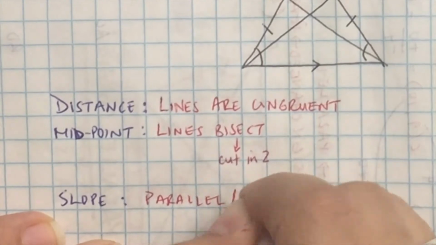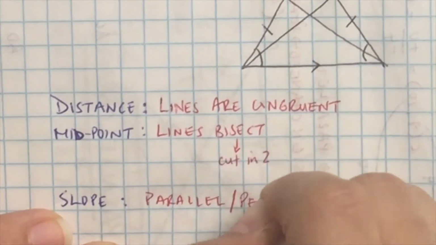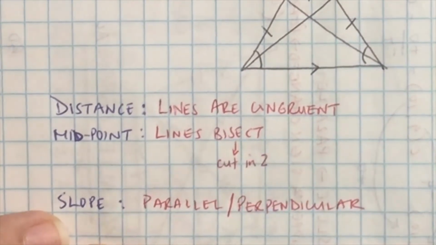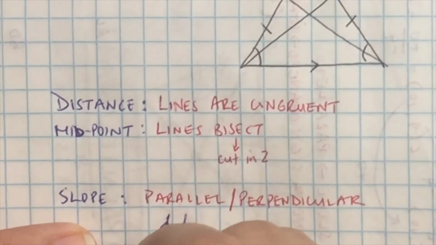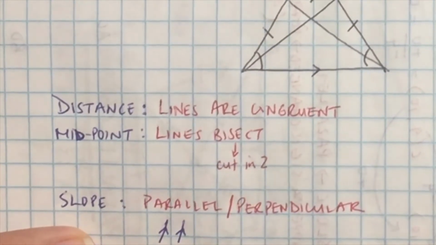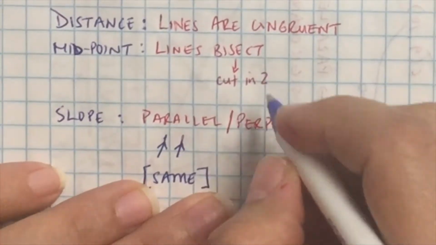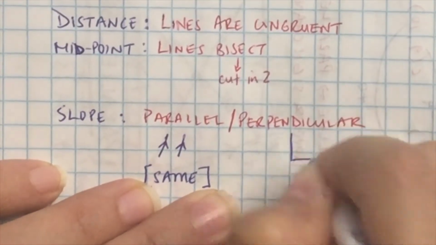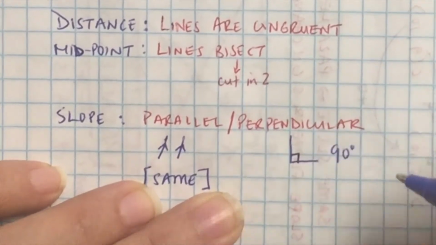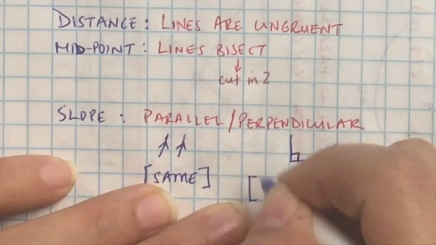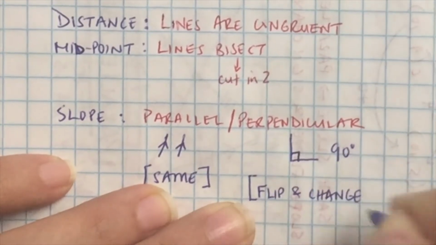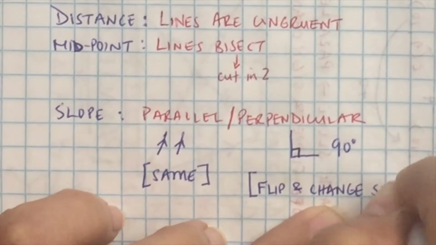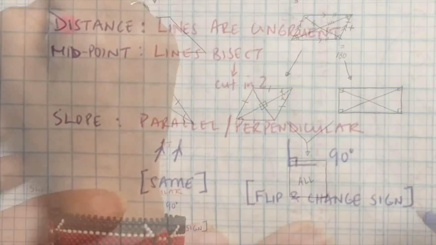If they are parallel, the slope is the same. So I'm going to say that again. If 2 lines are parallel, the slope is the same. If 2 lines are perpendicular, you will take your slope, flip it, change the sign, and if it's the same as the other, then the 2 lines are perpendicular. So I'm going to say it again. You'll take the slope of one, flip it, change the sign, and if it's the same as the other, then the 2 slopes are perpendicular.